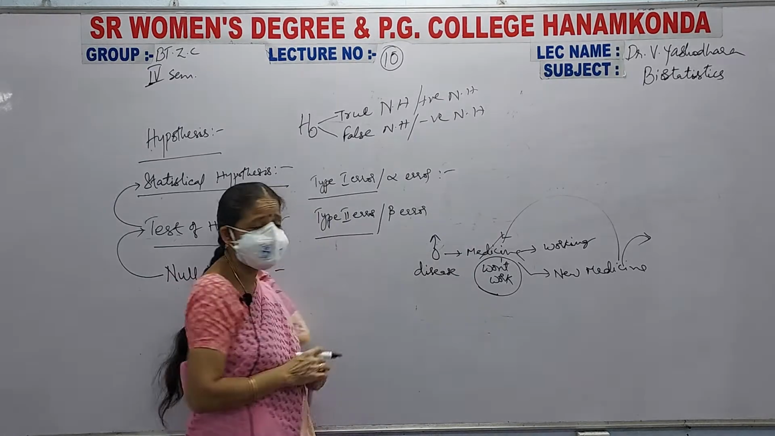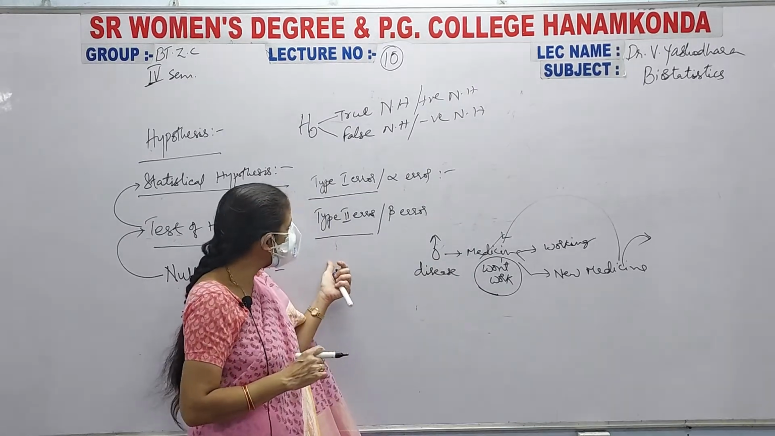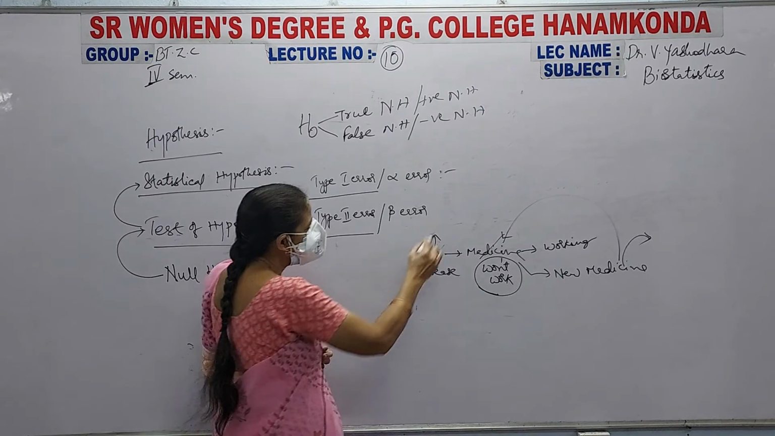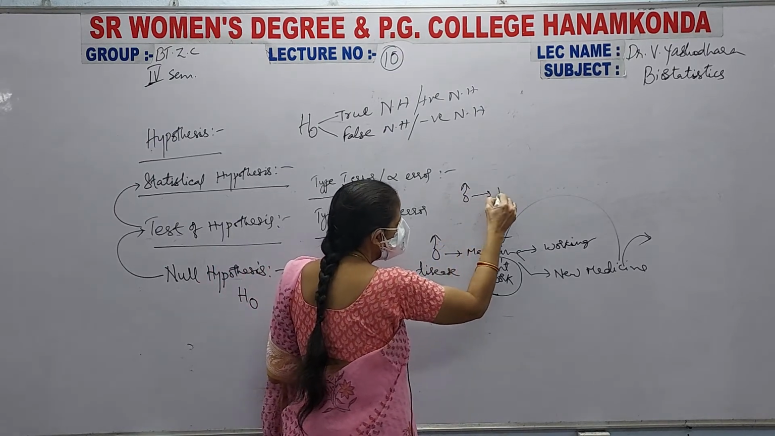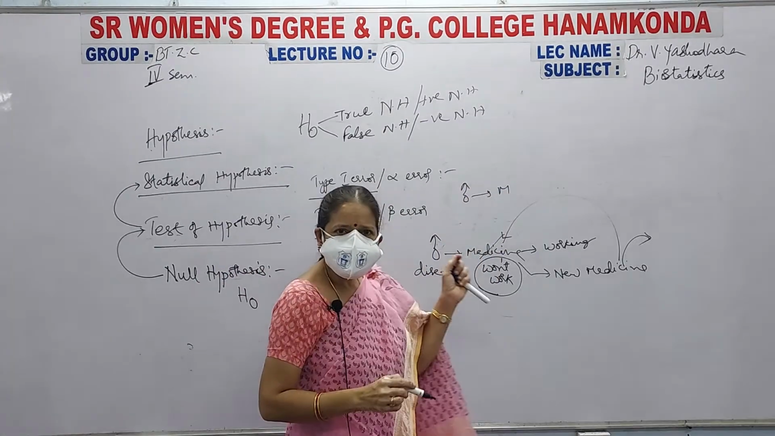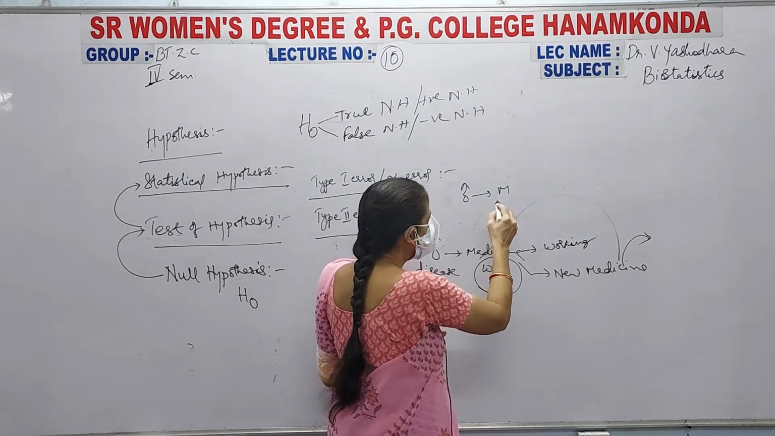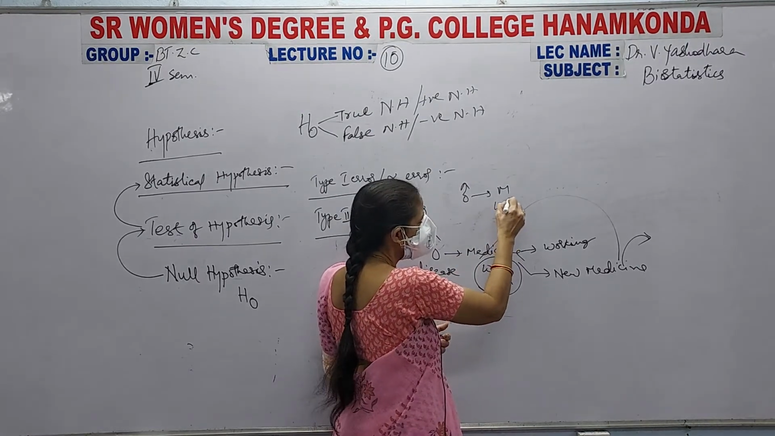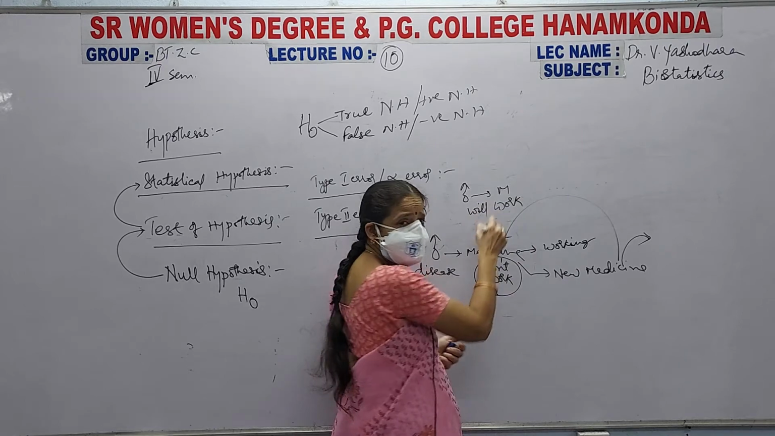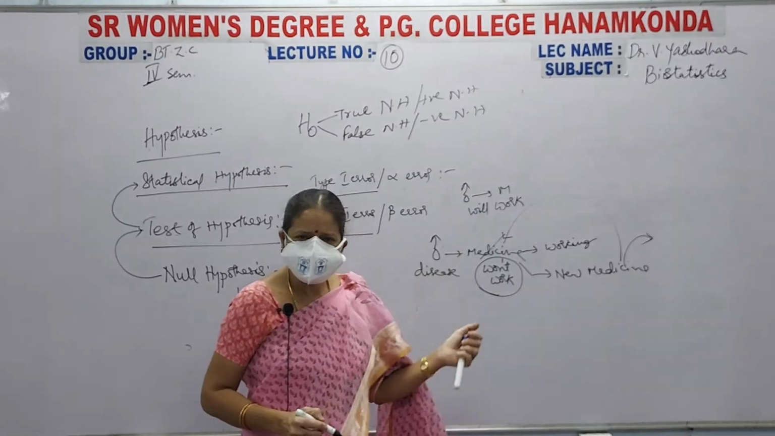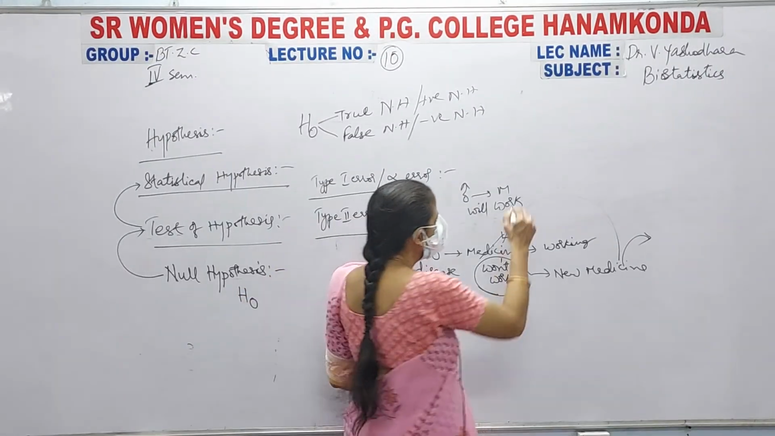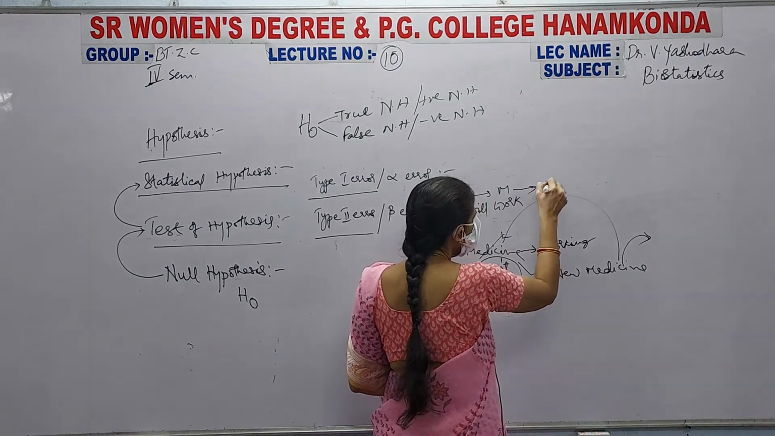Coming to the type 2 error. In this type 2 error, see here, a person is there and I have given medicine. When I have given medicine to this person, I thought that it will work. చూడండి, I thought that it will work, తప్పకుండా అది పనిచేస్తుంది అని అనుకున్నా. But it is not working.